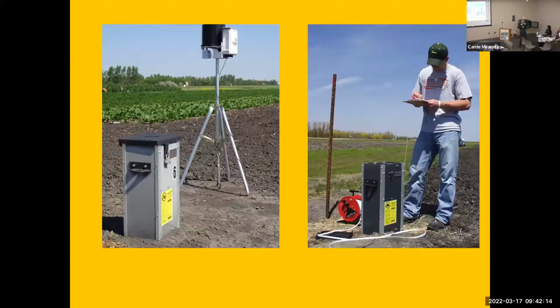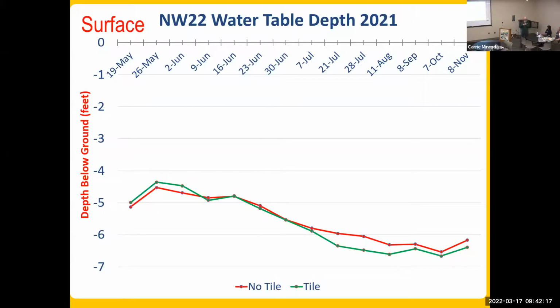Then we measure the water table, and I'm going to just show you one water table slide from the past year. Now, last year was dry. So I'm going to show you here the water table of the no tile is in the red and the tile is in the green. And if you look here, the tile pipe was located about 3 feet below the surface. So this is going from the surface down. So you can see the water table the whole year was below the tile. If the water table is below the tile, it doesn't run, right? So the tile last year did not run, so it should not have any effect on your yield.